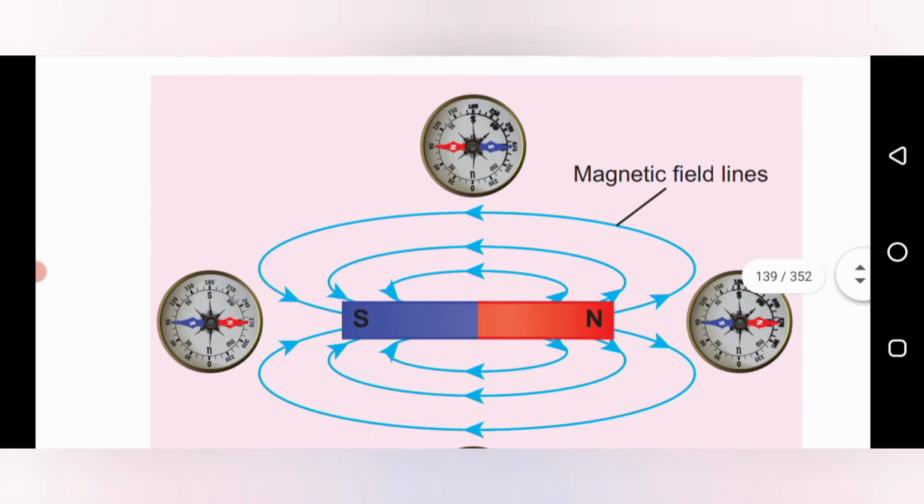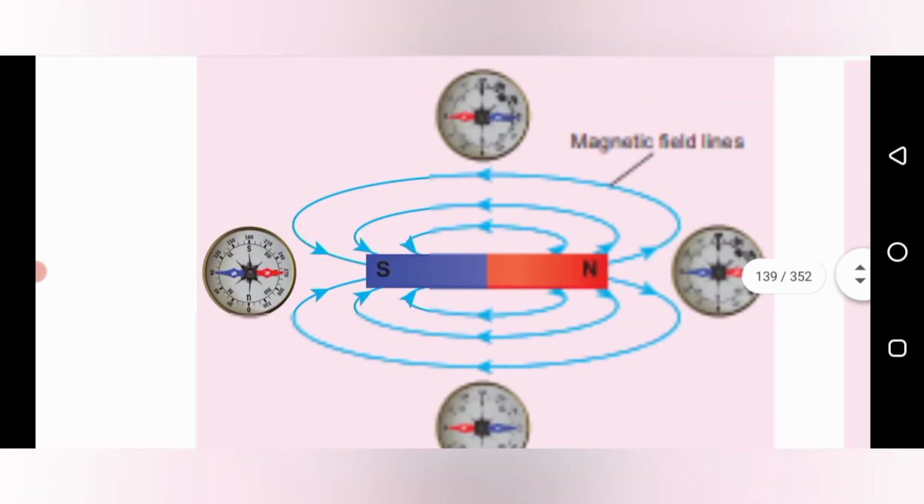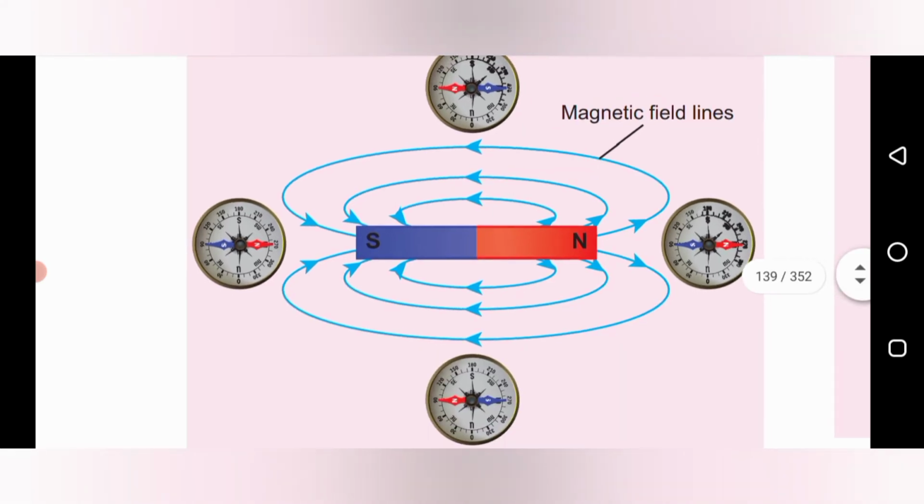Another one is the magnetic field lines. We fix the bar magnet on a drawing sheet, and using the compass we draw the magnetic field lines. From north to south we point out the field points and join all the points, and you will get the magnetic field lines. This is one of the practical parts in 10th standard.